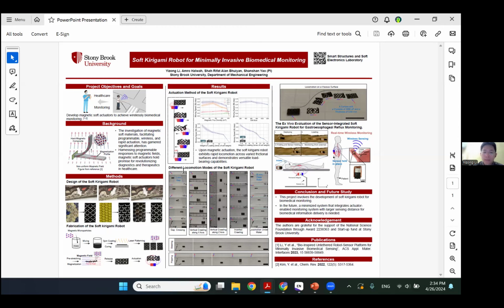Then we test the different locomotion modes of the soft kirigami robot, since in the human body the condition is very complex, and we think about whether it can move under different conditions. The result shows that it can do gap crossing, vertical crawling, inverted crawling, and locomotion in water. It's also steerable, which means it can turn its direction under the magnetic field. It can also flip upside down.